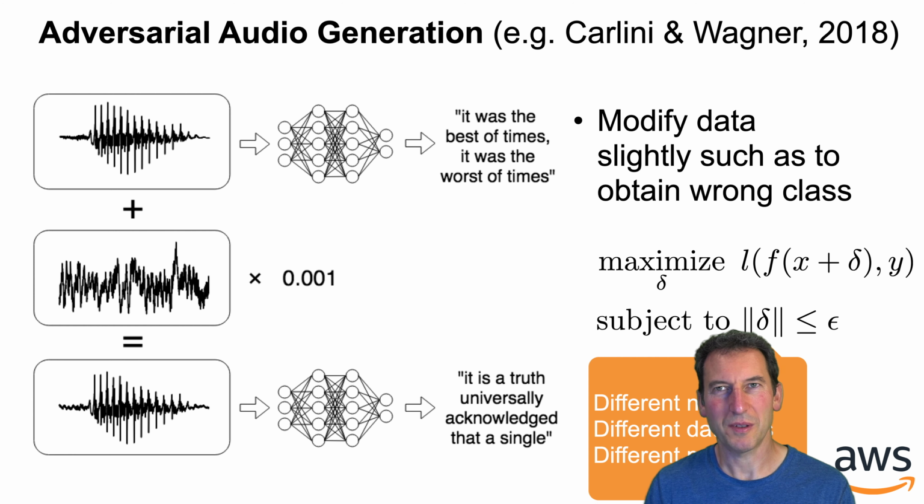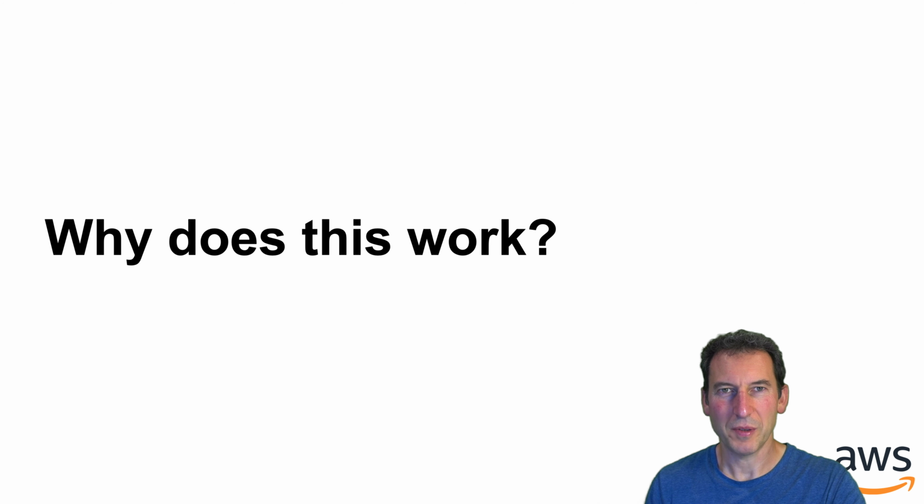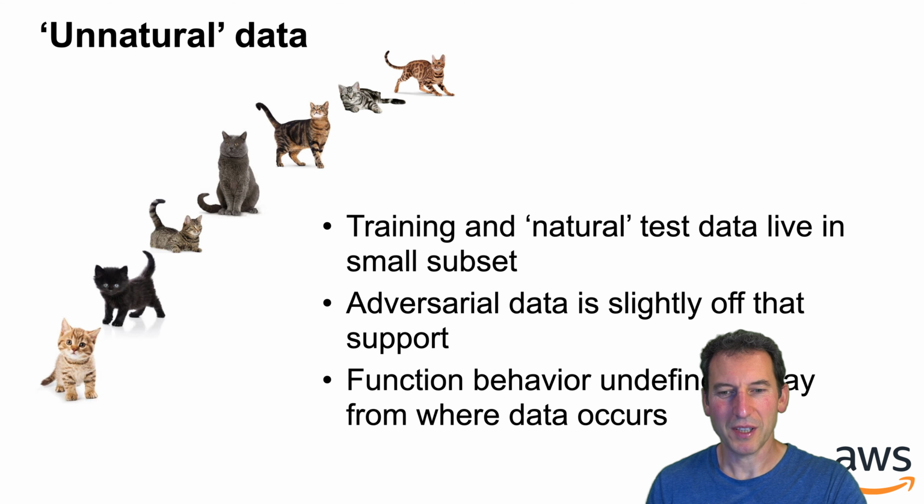Now, of course, you can do that not just for images, you can do that, for instance, for audio. You just add slight amounts of noise, and you do that intentionally in such a way that you can get a very different speech recognizer result. So why does this work? Let's again pick our cute cats.